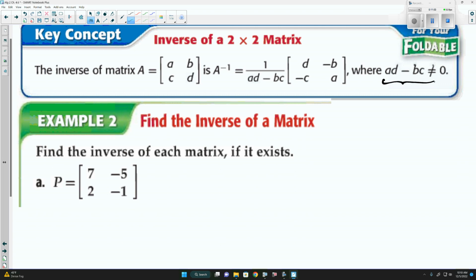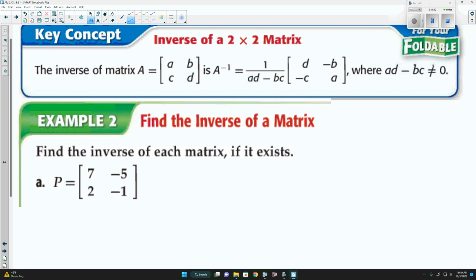Now, AD minus BC should look familiar. It's the determinant. So if the determinant of the matrix is 0, what that means for us is that the matrix is not invertible. It doesn't have an inverse. Because if it has an inverse, we consider it to be invertible. We can invert the function. But if the determinant is 0, it does not have an inverse.